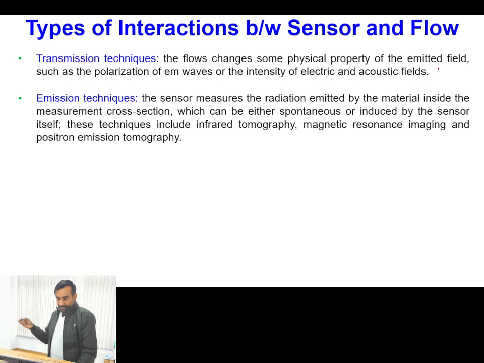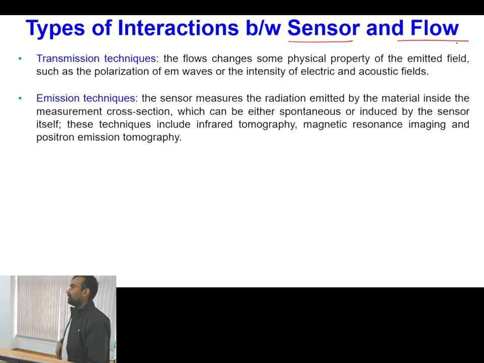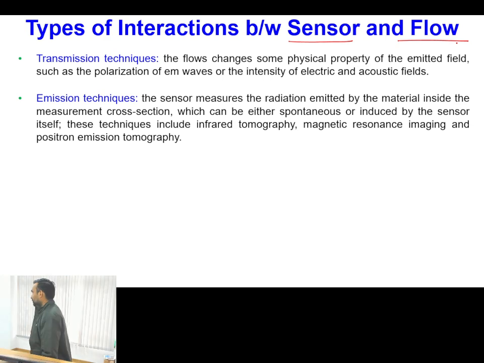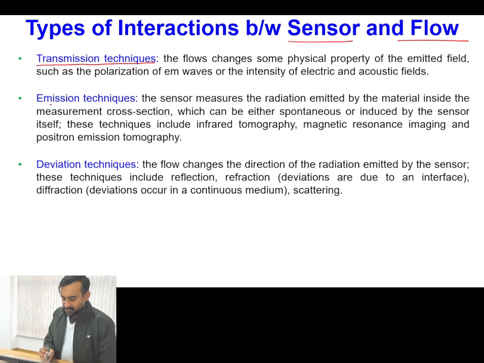Now, whenever we do the measurements, of course, for obtaining initial data, what we have to do? Either we have to use different sensors, and these sensors, depending upon the flow, will be behaving differently. So we have three different types of approaches. Some sensors are based on transmission techniques, some sensors are based on emission techniques, and some are based on deviation techniques. So in case of transmission technique, what happens?